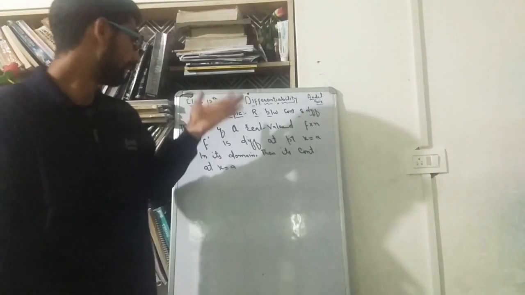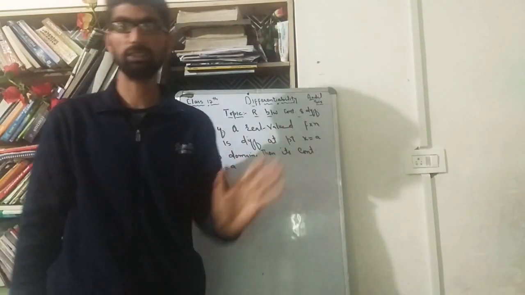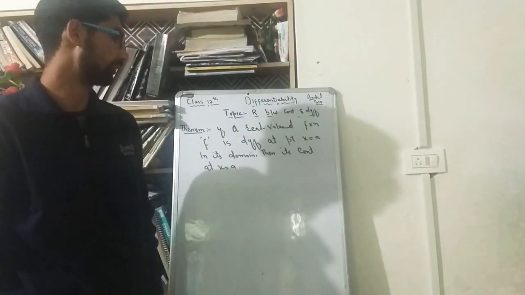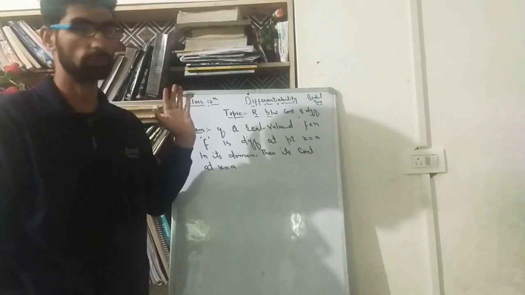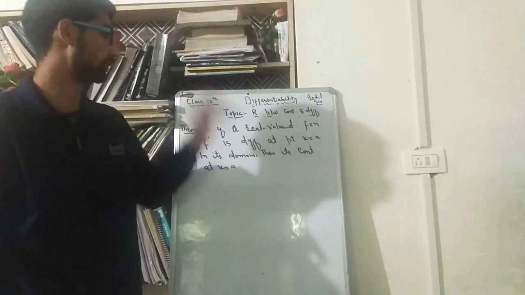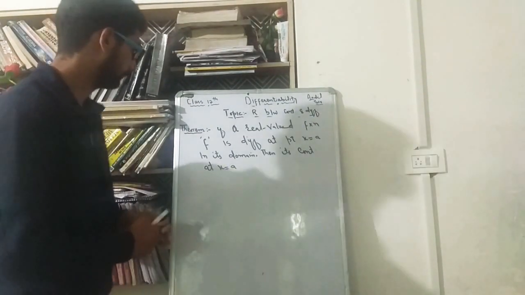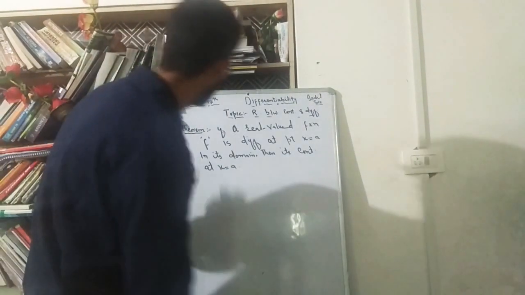What does that mean? That means if we have a function that is continuous, it is not necessary that it must also be differentiable. So that is not necessary. We will also solve that, but first we will prove this one here. So now let's prove it.